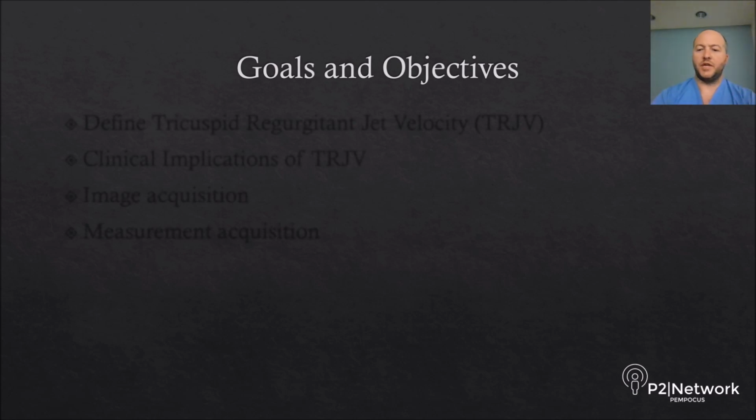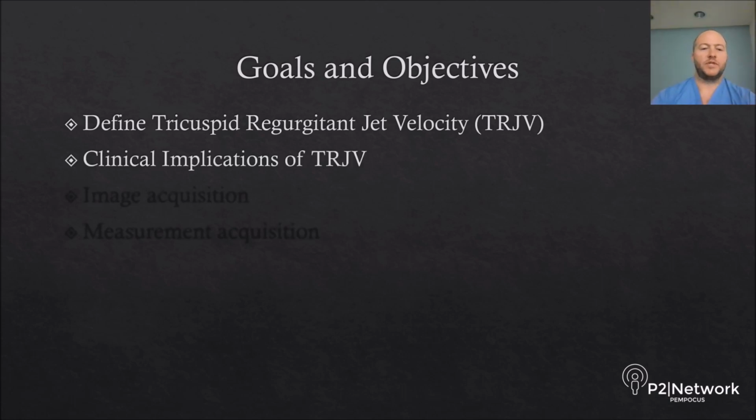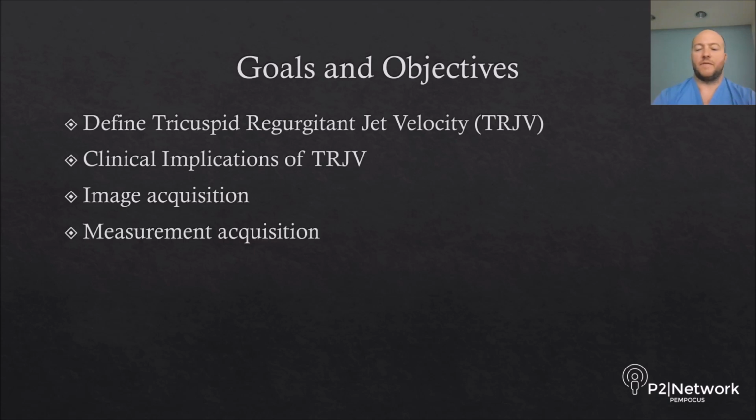Our goals and objectives for this session will be the following: to define tricuspid regurgitant jet velocity, which we will abbreviate as TJRV. We'll discuss the clinical implications of tricuspid regurgitant jet velocity measurements. We're going to discuss image acquisition, followed by measurement acquisition.